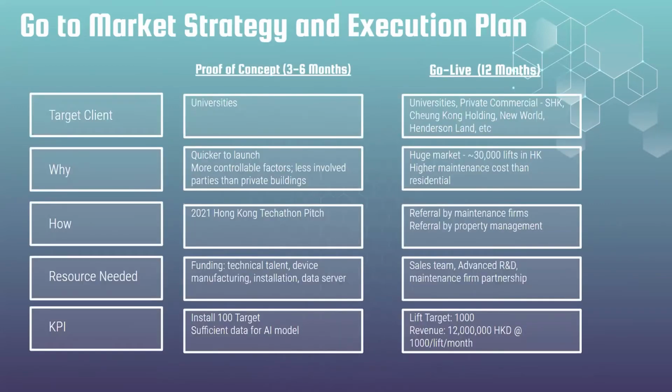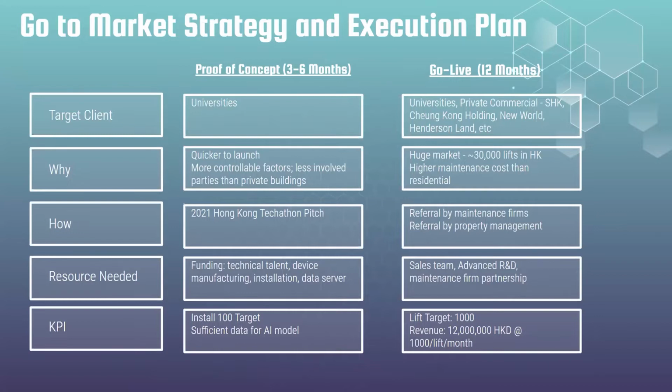So let's talk about the execution plan. We'll begin with a POC, proof of concept, within under 6 months. Our targeting group will be universities. The reason why we're approaching universities is that it's going to be a quicker approach with more controllable factors, less involvement with the parties that make decisions compared to the private commercial side. So how we're doing this, that's why we're pitching in this hackathon.